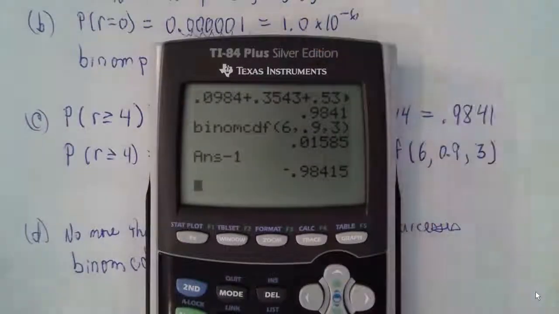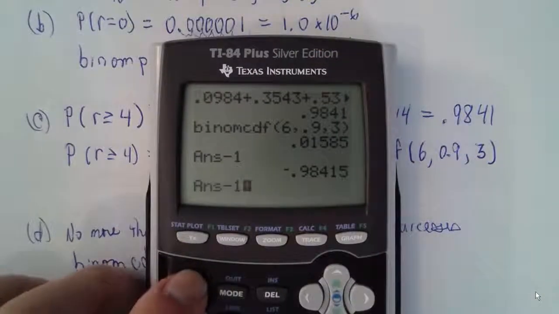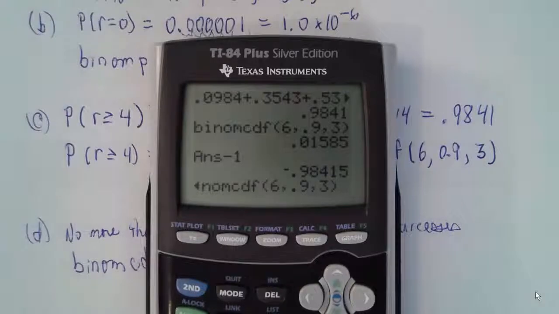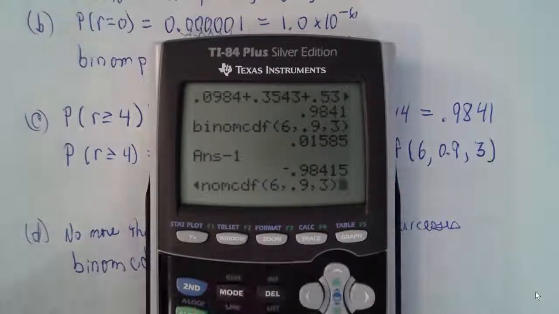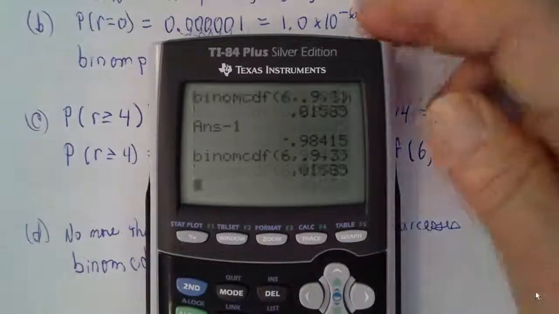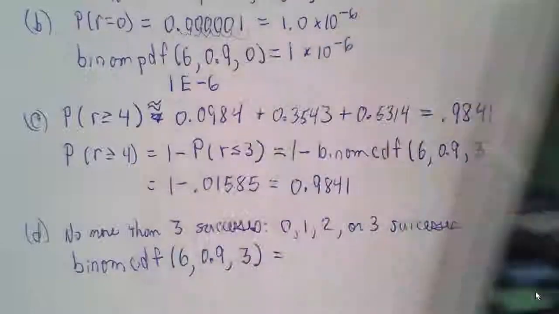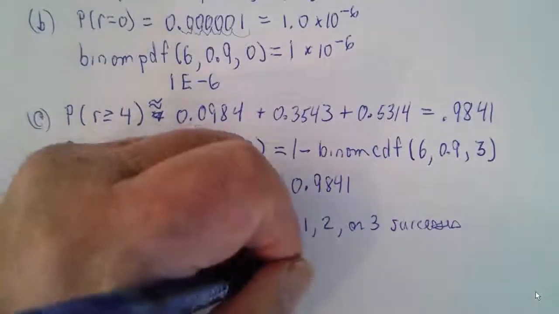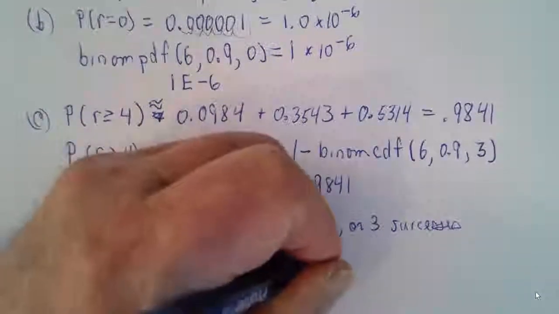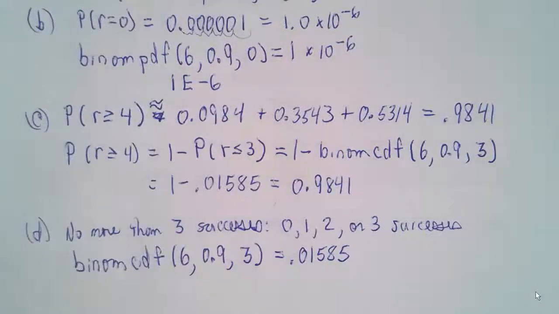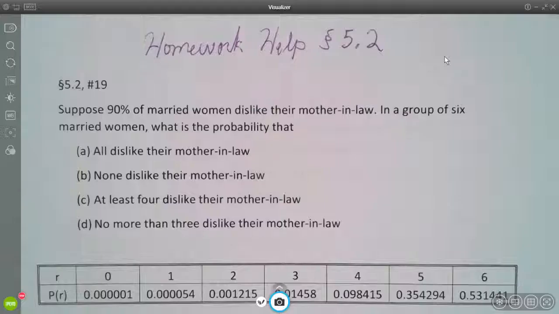Now, on our calculator, I think with entry, we can get back to binom CDF, and 6, 0.9, 3. Well, that's actually what we computed, isn't it? So 0.01585 is the answer. In fact, we did that last time. All right, that takes care of problem number 19 in section 5.2, and we'll be turning to problem number 21 next.